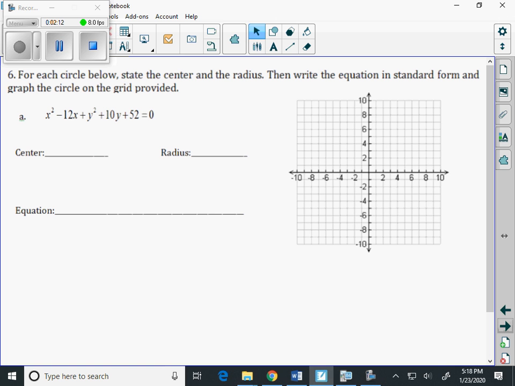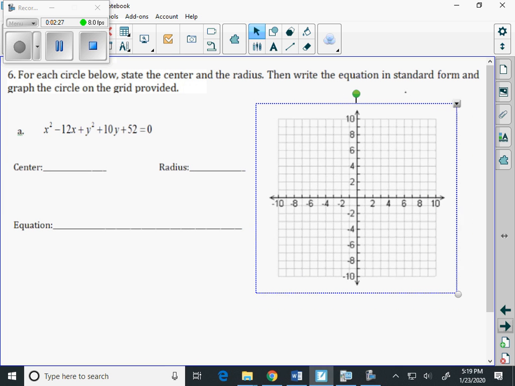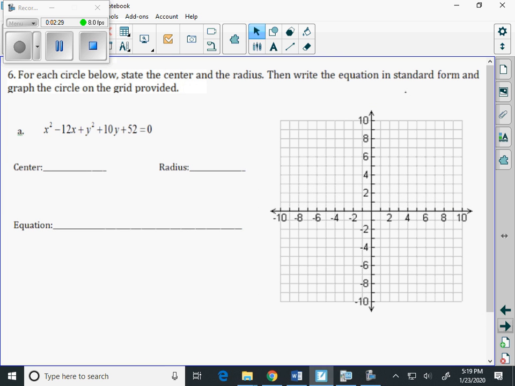But now I will switch over to Desmos, and problem number 6. For each circle below, state the center and the radius, then write the equation in standard form, and graph the circle on the grid provided. So I'm going to make the grid a little bit bigger here, but again, let me highly recommend that you use Desmos, both now on the OST test and on any test or quiz that you take on this.